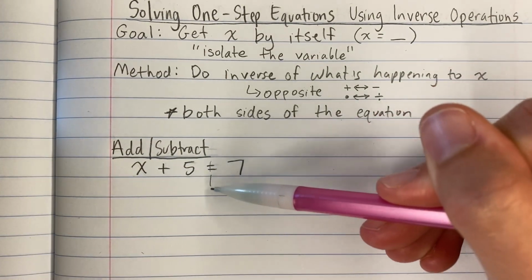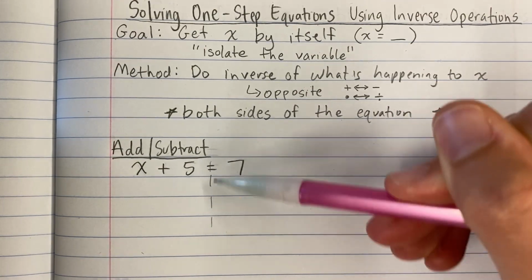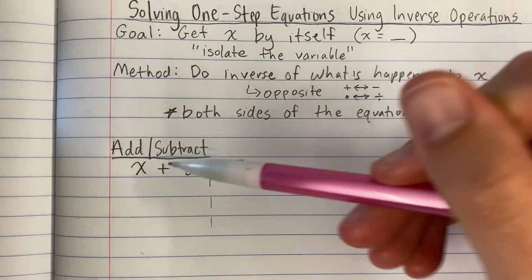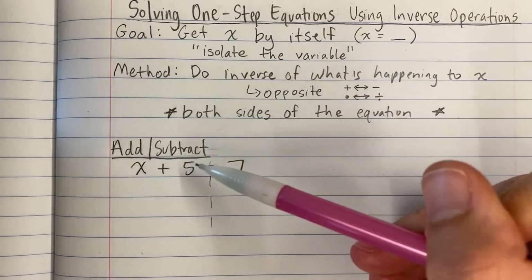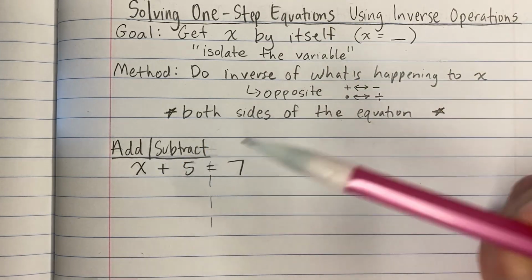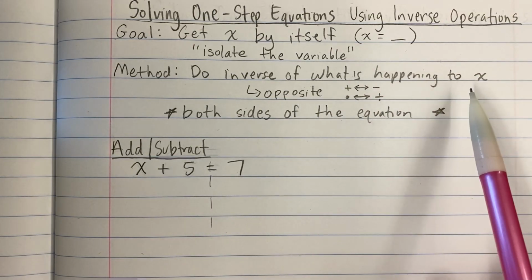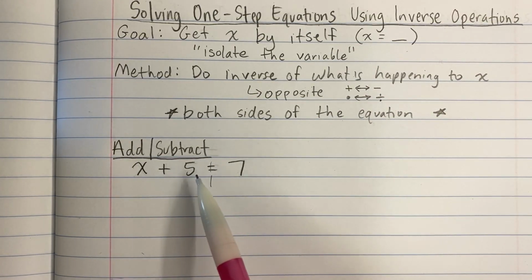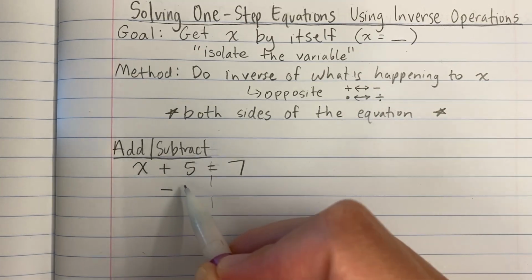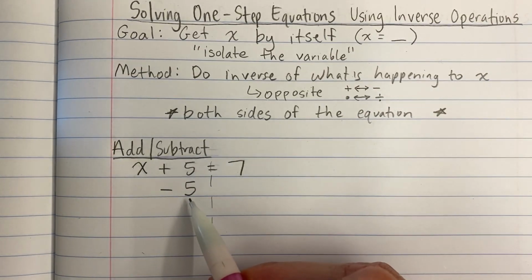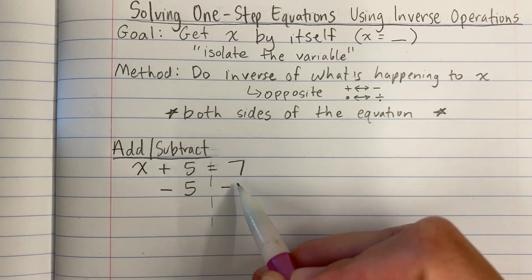Because look, so we can draw like a little wall on the equal sign. What I want is x by itself on one side of that wall. So in order to do that, I need to get rid of this positive 5. So I'm going to do the inverse of what's happening to x. What's happening to x? 5 is being added. So I'm going to do the inverse. The inverse of adding is subtracting. So I'm going to subtract 5. And if I subtract 5 on one side of the equation, I have to subtract 5 on the other.